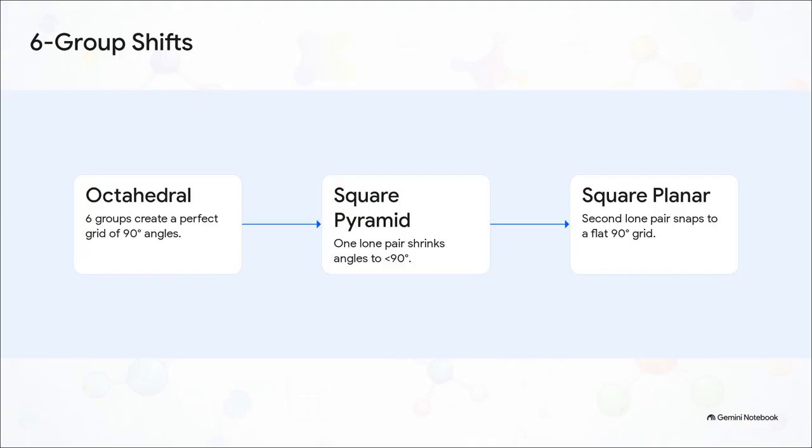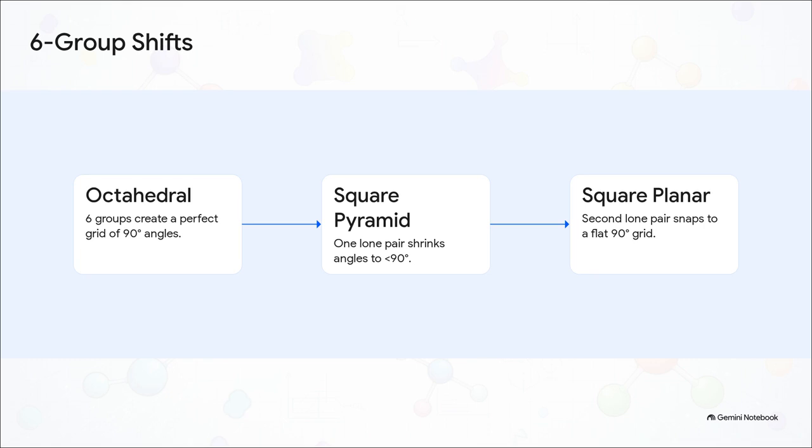Let's move to the heavyweights and see how this builds in the massive 6-group family. Our baseline, with 0 lone pairs, is the octahedral geometry. Think of sulfur hexafluoride, SF6. It's an incredibly dense, heavy gas purely because of this perfectly uniform octahedral grid locking the atoms rigidly in place. Every single bond is exactly 90 degrees apart, it's structural harmony. But watch the 3-step transformation.